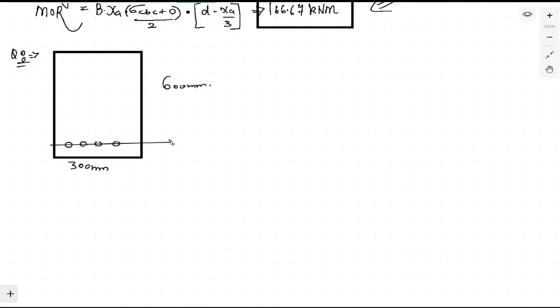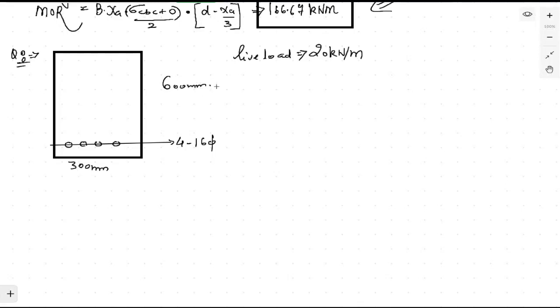This is 4 16.5 bars which are present here. Now they are saying that it is carrying a live load, which is given to you as 20 kilonewton per meter. This is the load which is provided to us. Live load is this much.